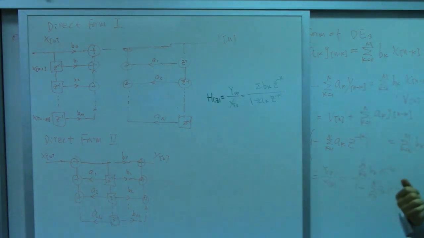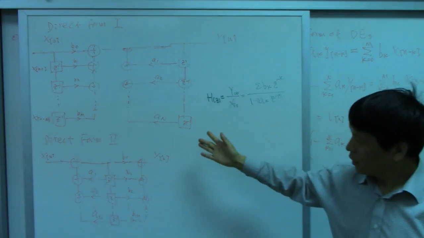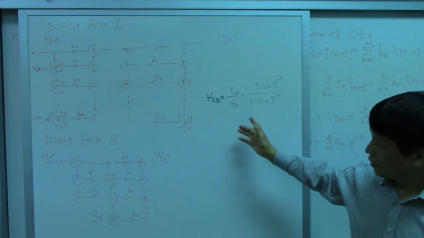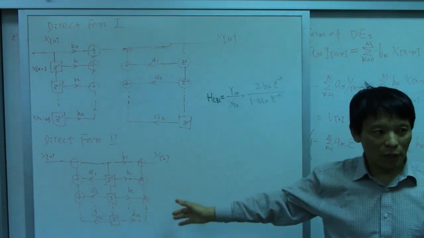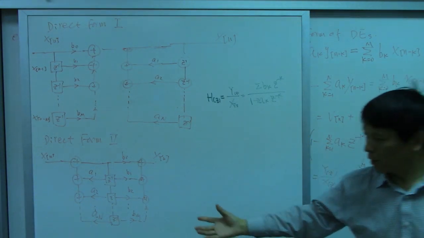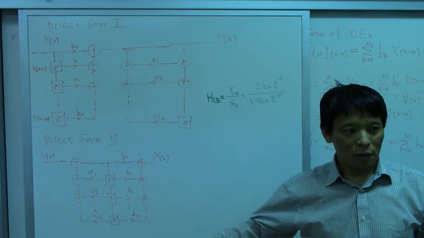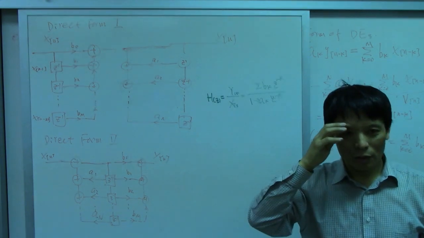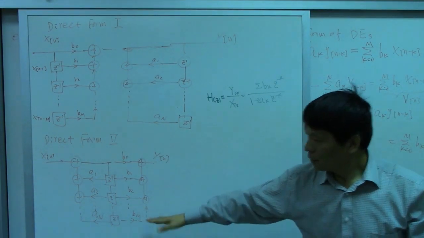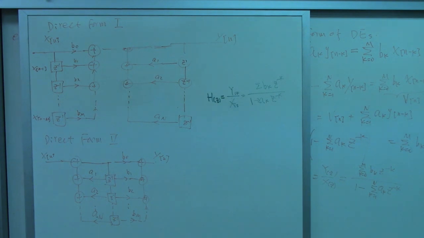In this example, this is second order, right? And the input has been delayed only 1 time. So that means this is unbalanced. So you need to be able to determine which one you don't need the addition.